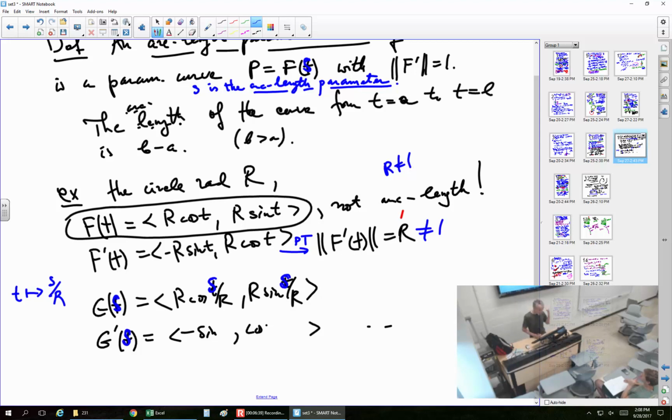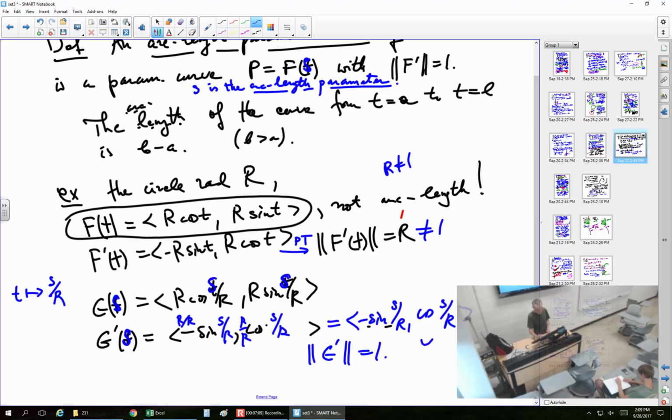This one will. When I differentiate, I have my r still in the beginning, and then r divided by r, s over r, and so I end up with negative sine of s over r and cosine of s over r, and the magnitude of this is 1.